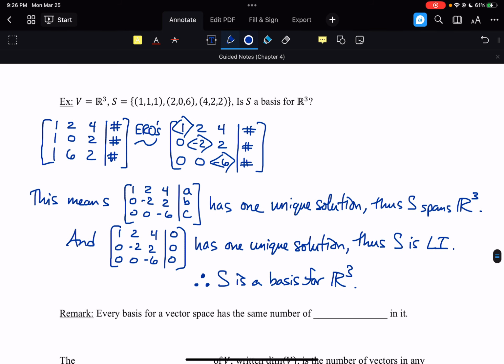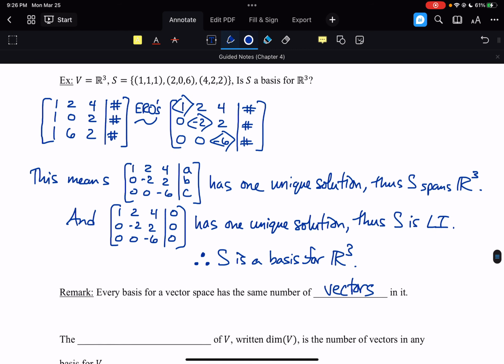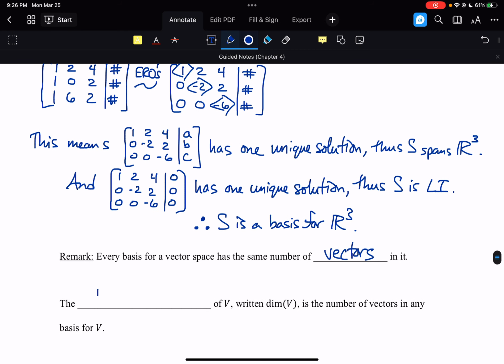Now, there is more than one way to write a basis for a vector space. There's not necessarily one unique answer, but every basis for a vector space has the same number of vectors in it. No matter how we constructed our basis, no matter what those vectors look like, there will be the same number of vectors in a basis. And this number is what we call the dimension of V. So the dimension of the vector space V, written dim of V, is the number of vectors in any basis for that vector space.